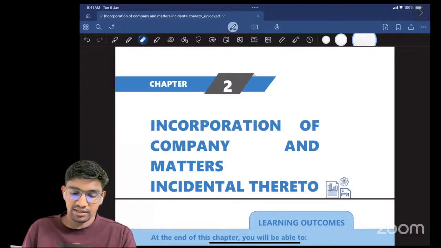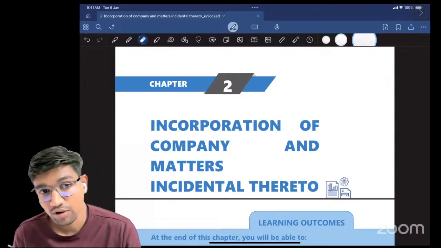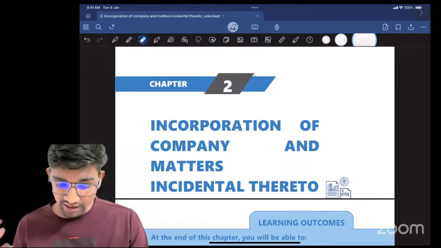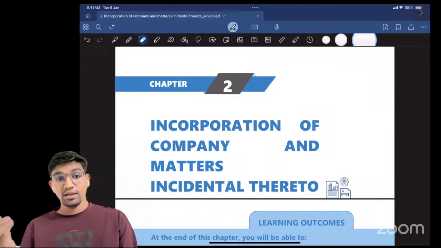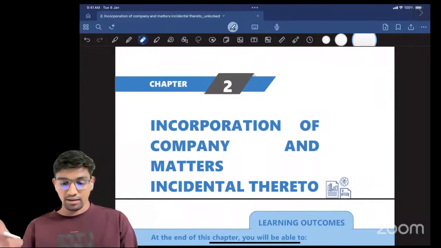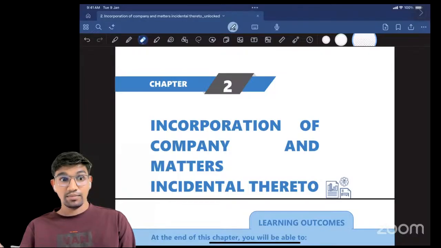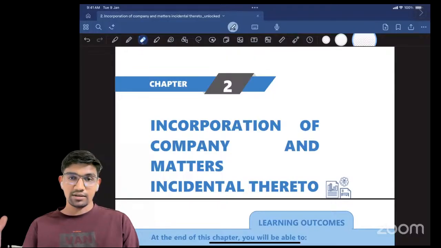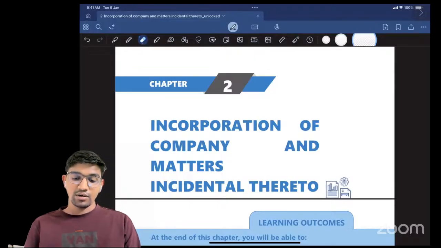Under Section 137, the OPC is allowed to file its financial statement within 6 months from the close of the financial year, as against 30 days. So for other companies, generally they need to file their financial statement within 30 days from the close of the financial year. But for an OPC, we have a time limit of 6 months from the close of the financial year to file the financial statement.